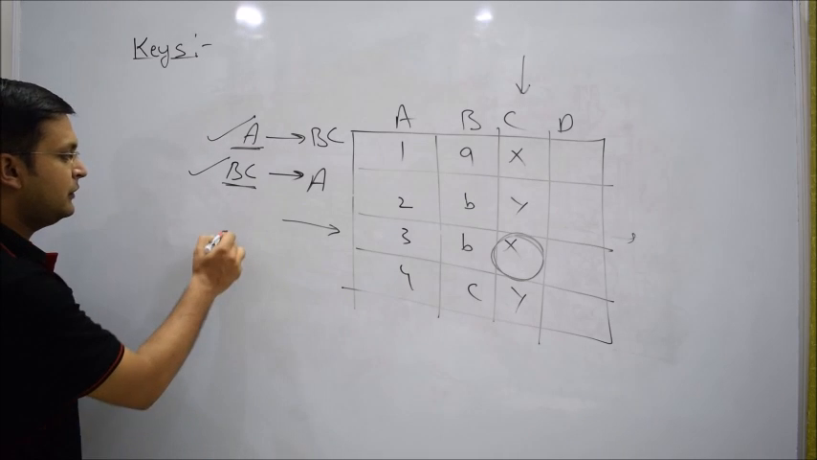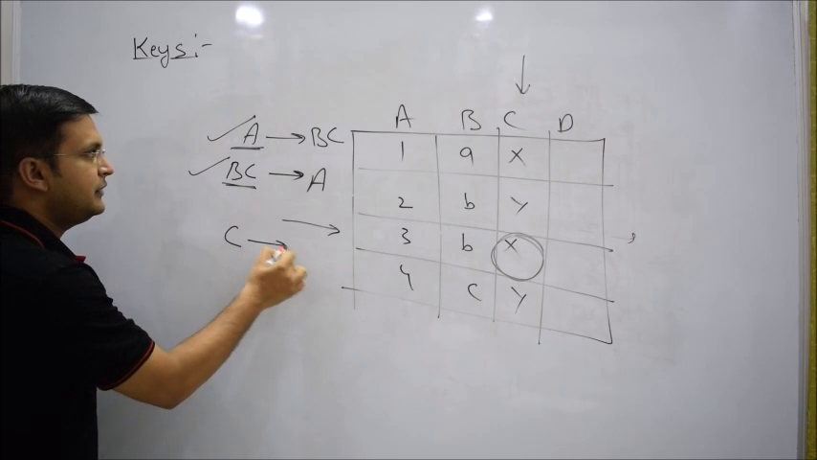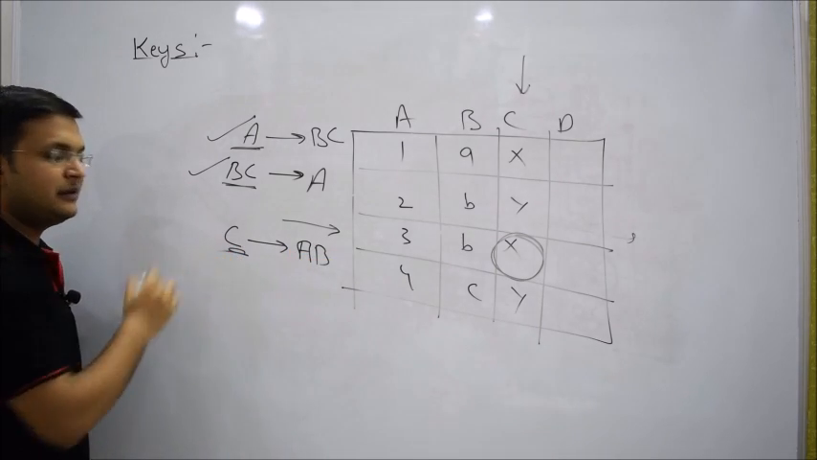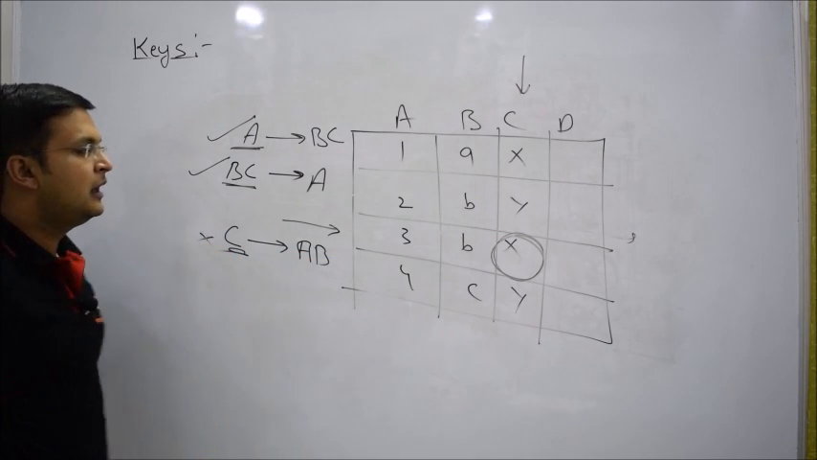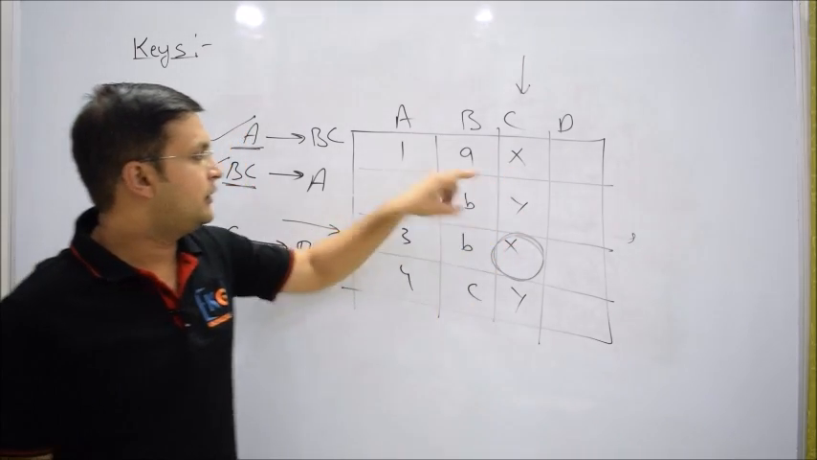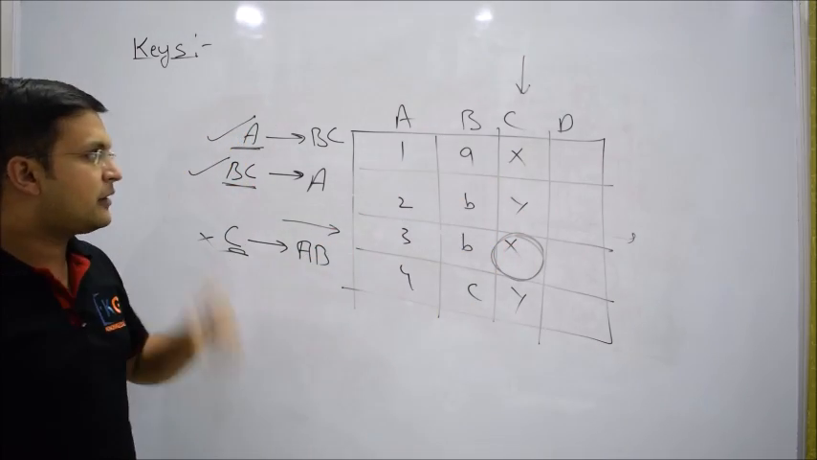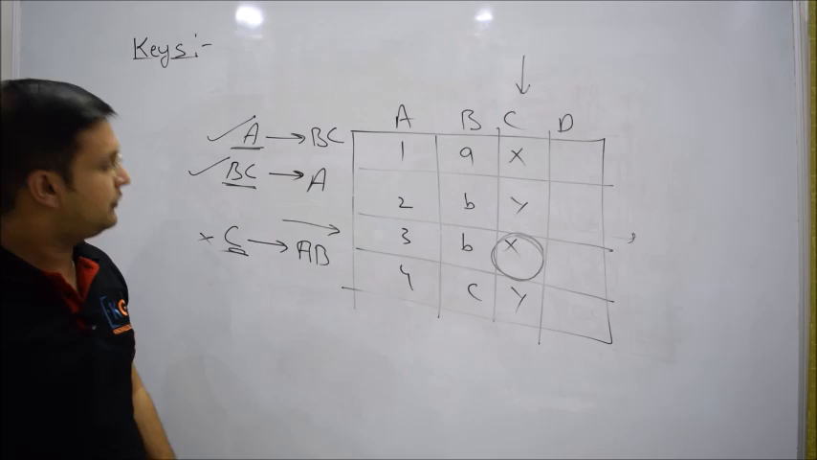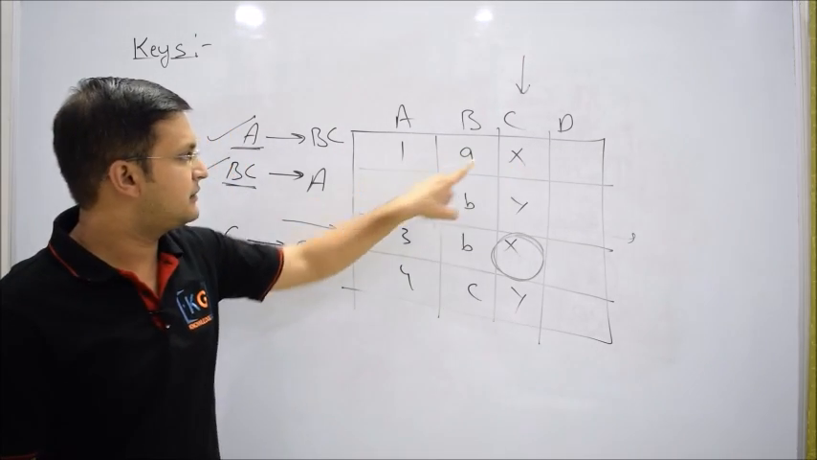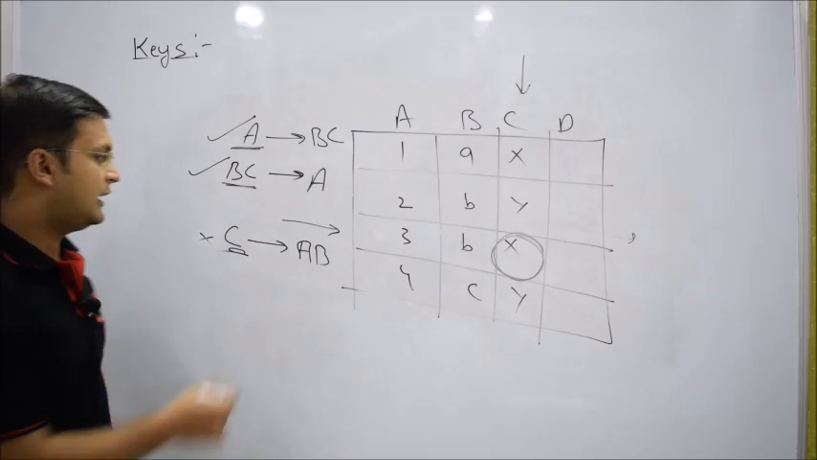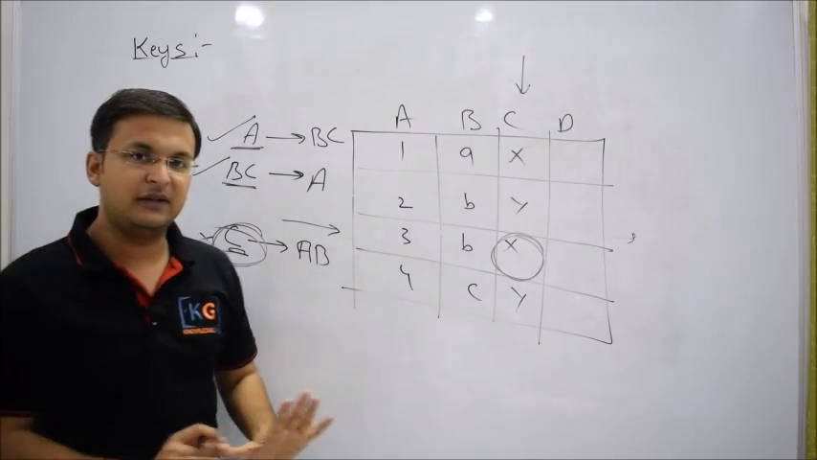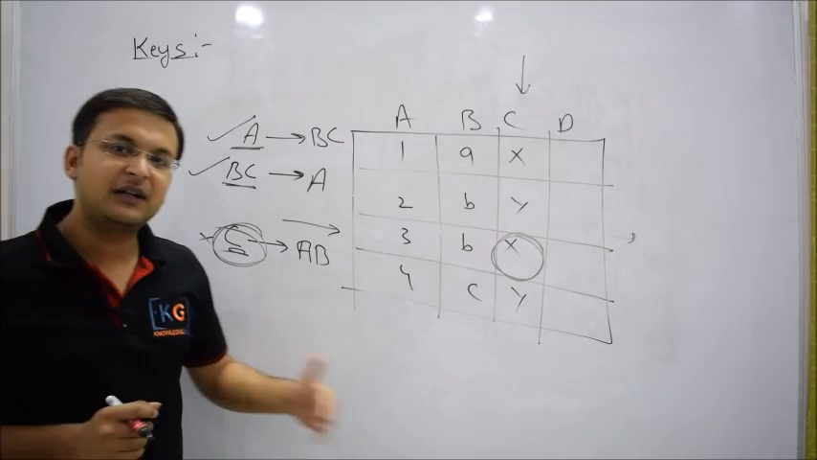Again, if I ask you, for example, AB is a key, can I say C is a key? Answer is no. Why? As you see, the value of C is replicated. So if I say, okay, go to the row where the value of C is X, you see there are two rows, the first one and the third one, where the value of C is X, this and this. So this cannot work. That is the basic logic of a key. What is a key? Okay, now let me discuss the types.